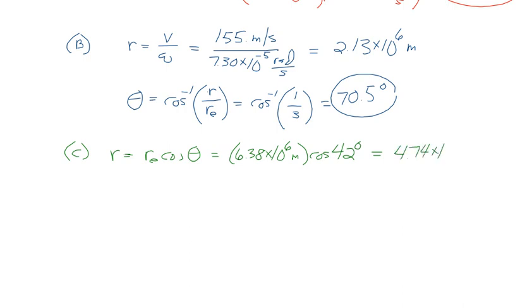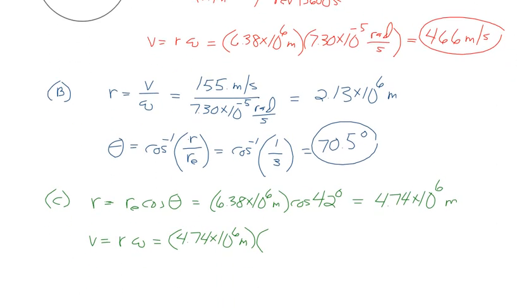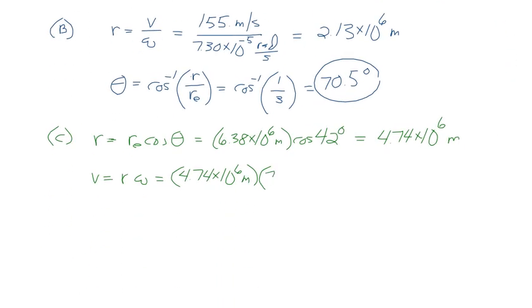4.74 times 10 to the 6th meters. And so they want the tangential speed, which is the v. So you'd be using the formula v equals r omega again. So I'm going to put in 4.74 times 10 to the 6th meters, and I'm going to multiply that by the omega, which we solved up above. That's not changing. 7.30 times 10 to the negative 5th radians per second. And that will give us what the tangential speed is of a person in Boston due to the rotation of the Earth.